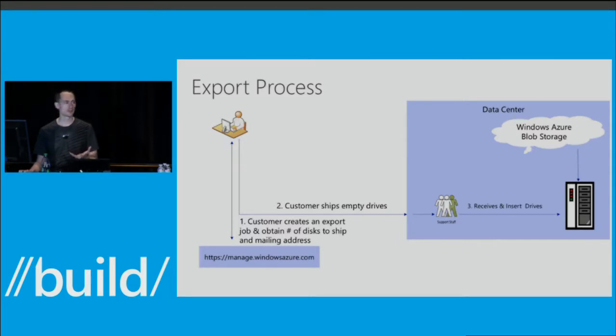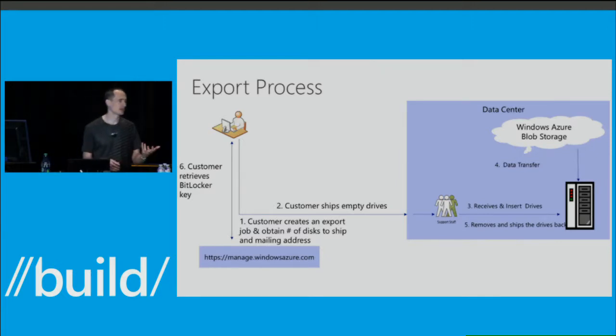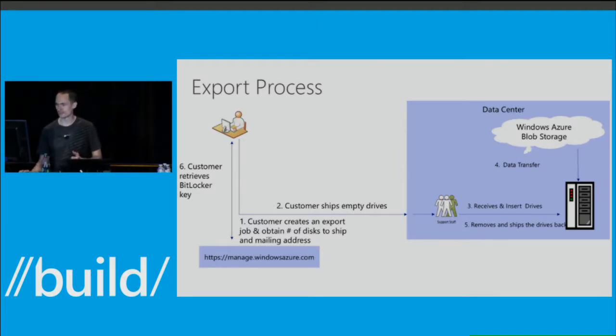We'll then plug them into our service, put the blobs into those disks. The disks are now going to be BitLockered. So once we ship the disk back to you, you would then download the BitLocker keys to get access to the data securely on that disk. Okay? So at a high level, that's how import and export works.